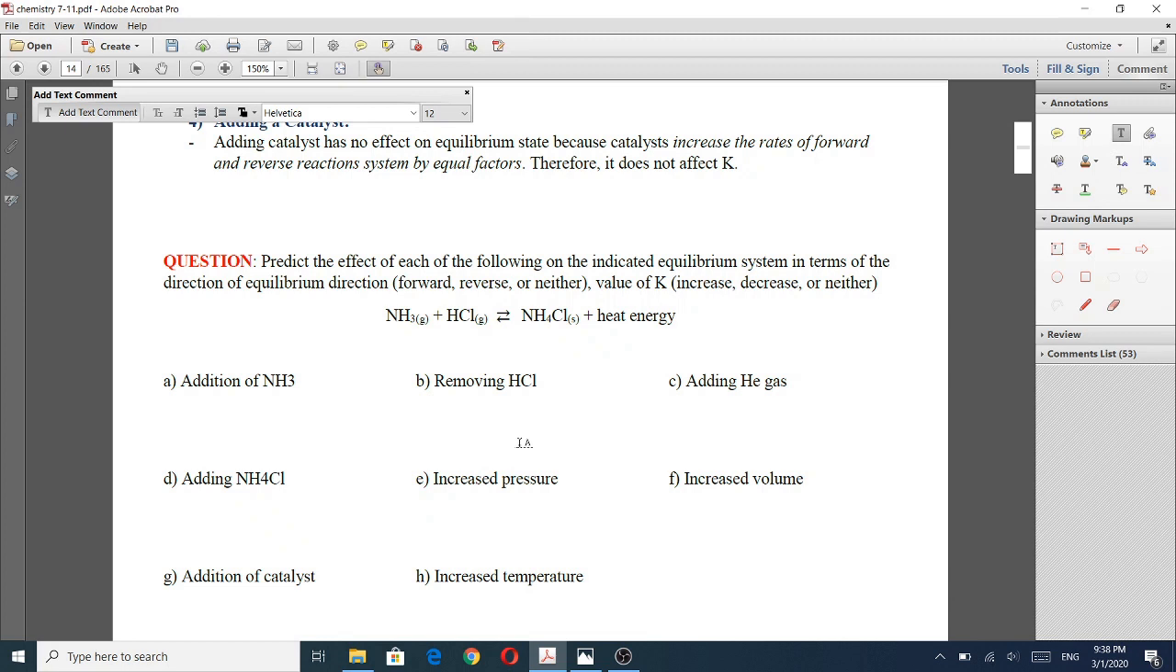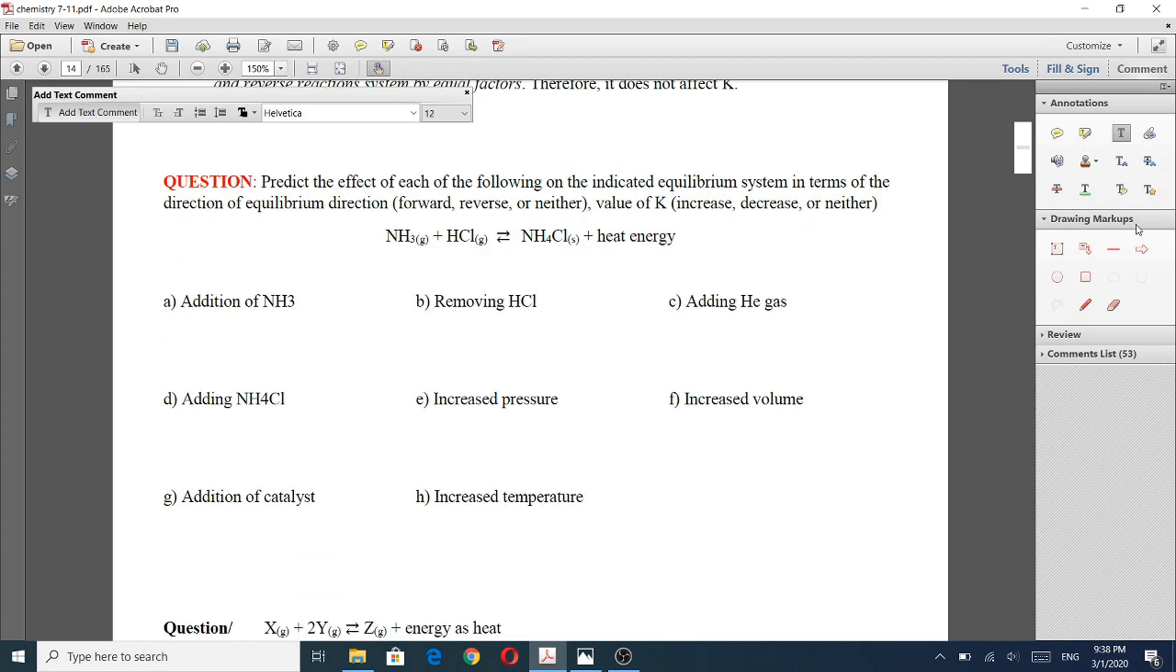It increases the rate at which the reaction reaches equilibrium state. I have added a question here to predict the shifts. The question says, predict the effect of each of the following on the indicated equilibrium system in terms of the equilibrium direction: forward, reverse, or neither. Value of K: increase, decrease, or neither.